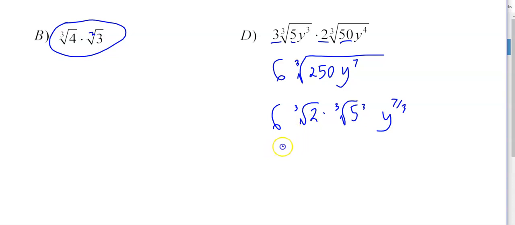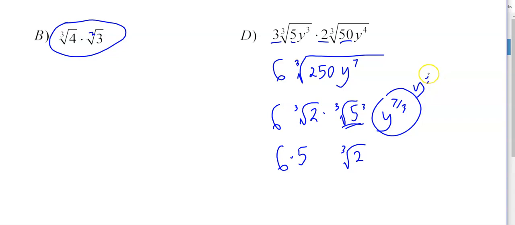So this would be 6 times the cube root of 2, it's just that. This one simplifies nicely. It's going to be times 5 here. And then if you think about this, this is y to the power of 2 and 1/3, if that makes sense. So some of that's going to simplify, the 2 and 1/3.